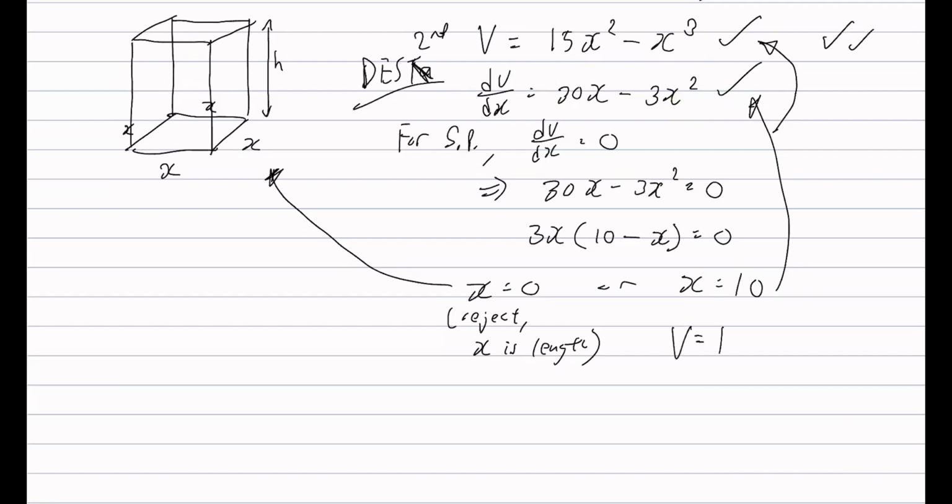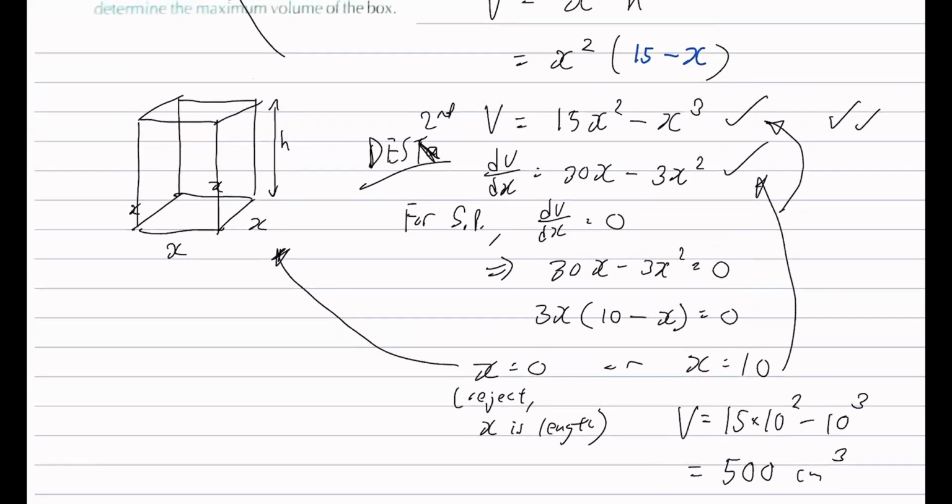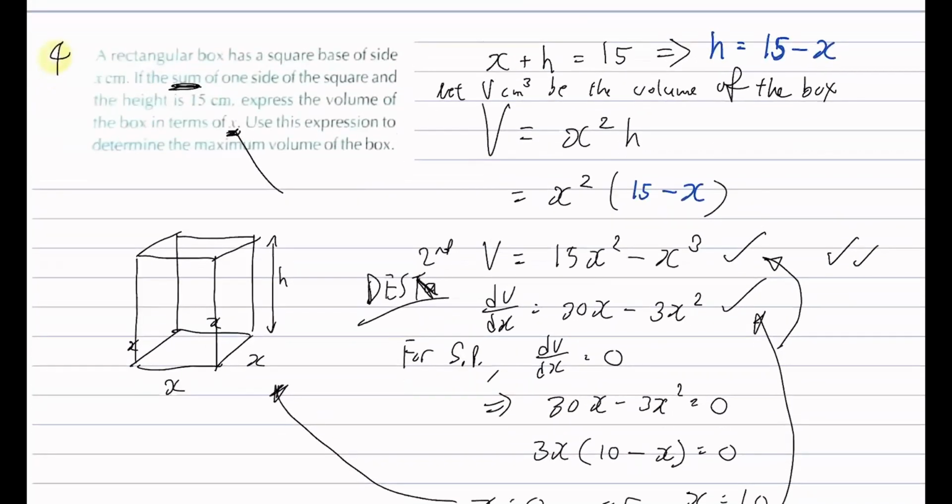So V equals 15 times 10 squared minus 10 to the power 3. Okay, I need a calculator for this. So 15 times 10 squared minus 10 to the power 3. Then 500 is the volume, in cm cubed, I think. Yeah, in cm. So cm cubed.